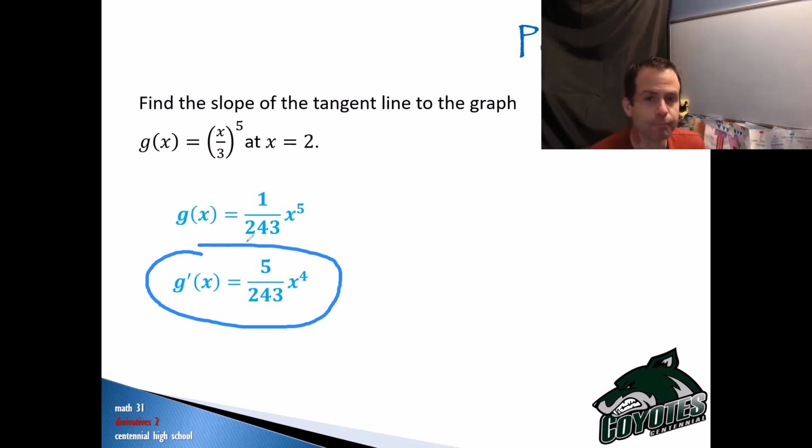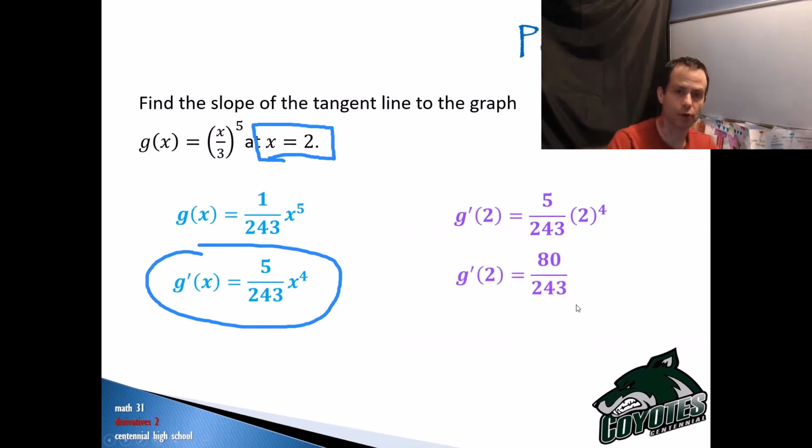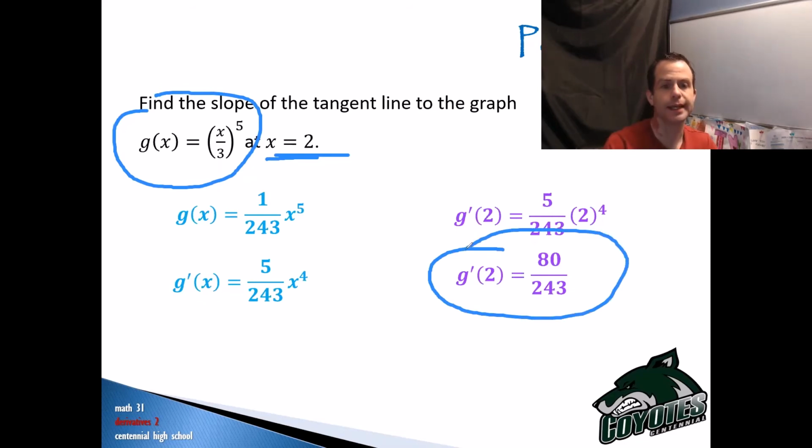Now, it says I want the specific slope at x equals 2. How do I do that? I just plug in 2 for x and solve. So if I plug in 2 for x and solve, I end up with 2 to the 4 is 16. So I end up with 80/243. So what did we just do? We just said if we graphed this function and I wanted to create a tangent line at x equals 2, the slope of that tangent line would be 80/243.